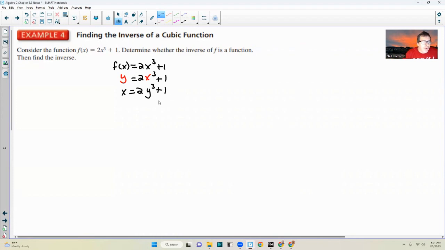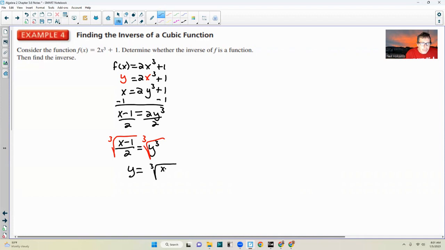Now we're going to solve for y by subtracting 1. And I get x minus 1 equals 2y cubed. Divide by 2, divide by 2, and I get x minus 1 over 2 equals y cubed. Now I'm going to take the cube root of both sides, and that is going to give me y equals the cube root of x minus 1 divided by 2. So that is the inverse of the original function.